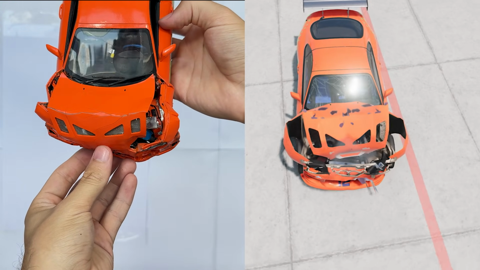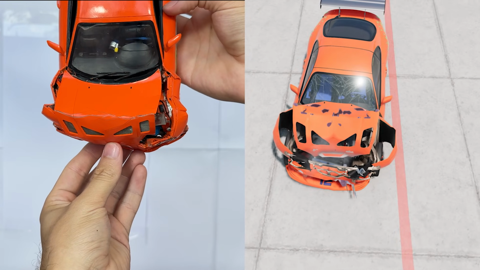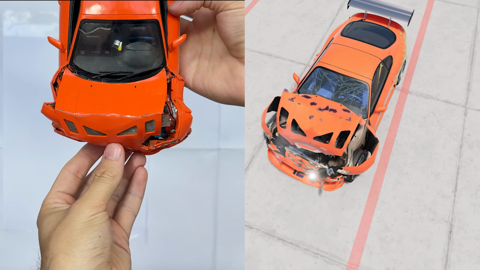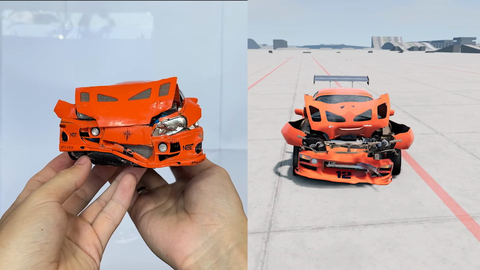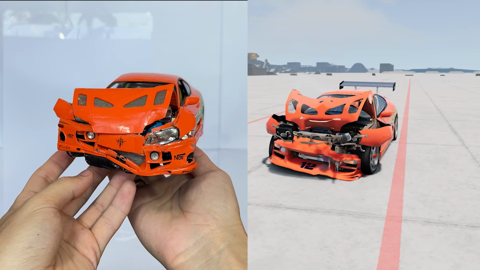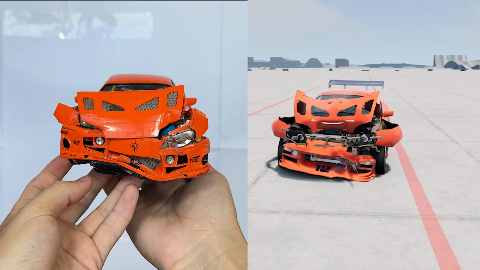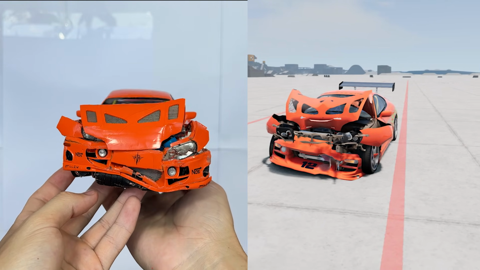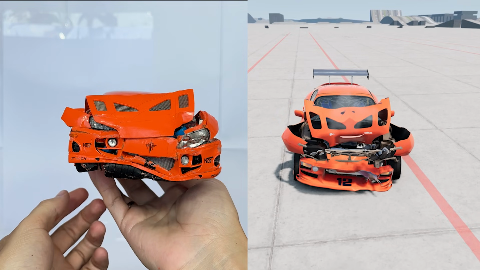They were deformed correctly. This was a simulation of a head-on collision with a wall, and the results are quite similar. Many elements and parts are deformed on the plasticine Supra. There is less similarity in the front since the left and right sides were broken separately and not at once as in the game. These are the differences between the computer simulation and the plasticine version of the car in scale. Moving on to rear collision.